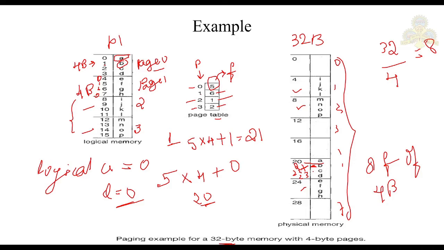So your B is present at location 21, which is also correct, right? Now let us take one more example. This was quite easy, right? So I'll give you an example like 15.